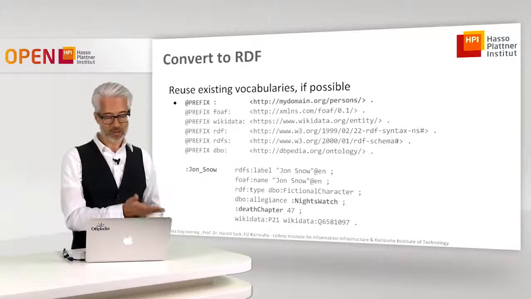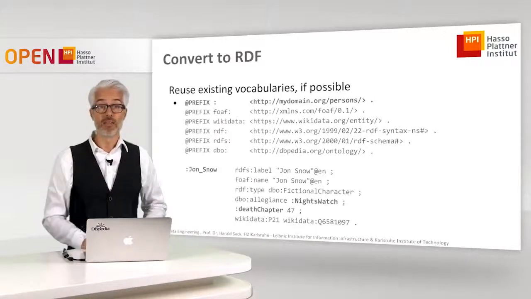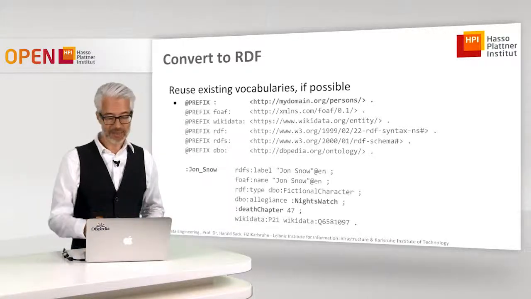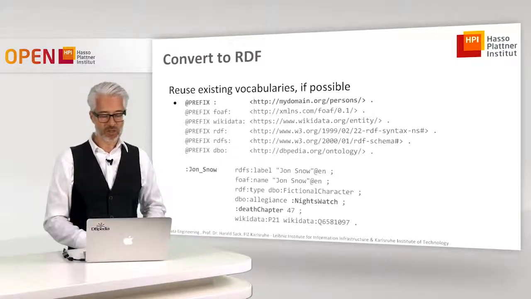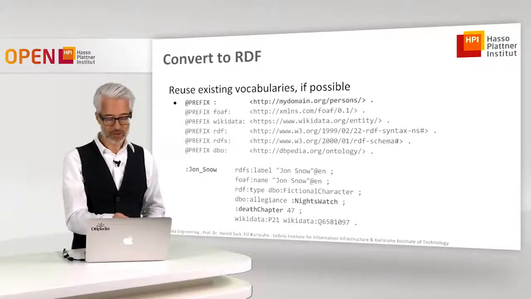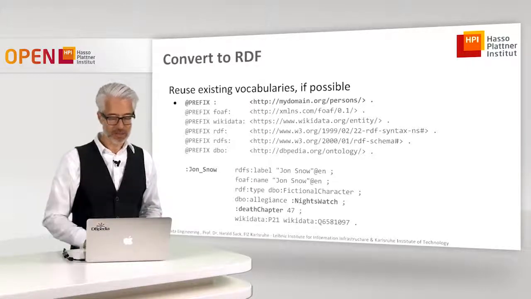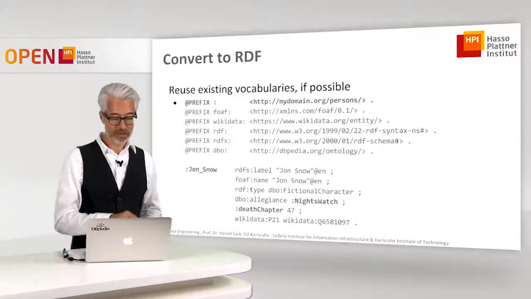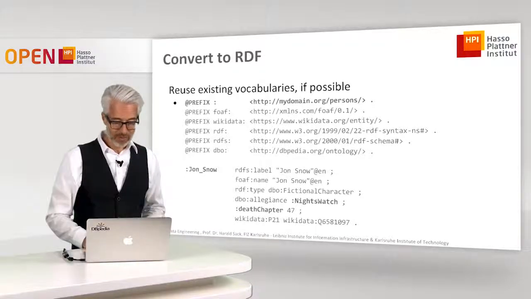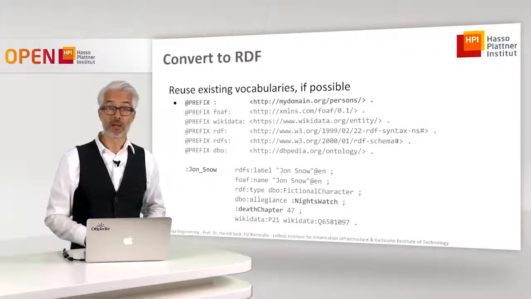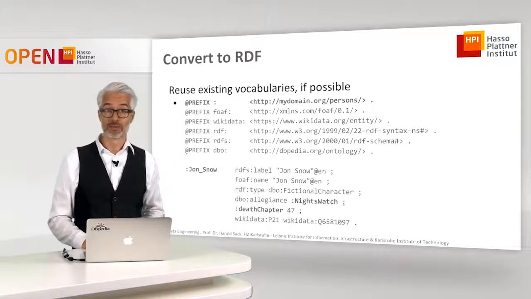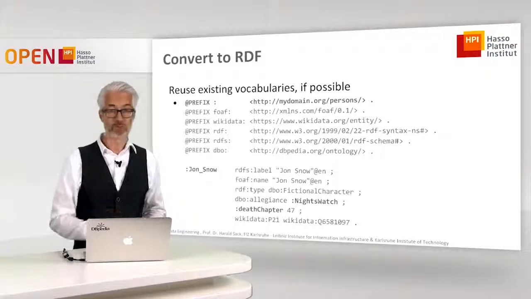For example, I can say Jon Snow has a label, an RDFS label Jon Snow, also a FOAF name with the same name. I can say it's of type fictional character. I can say the allegiance of Jon Snow is the Night's Watch, and I can say the death chapter is 47, and the last one here again refers to the gender of Jon Snow, which is male, and this is taken from Wikidata. Here the values in bold script are in my own domain, so this belongs to my own vocabulary, to my own data set. And this would be a way to convert exactly this table.